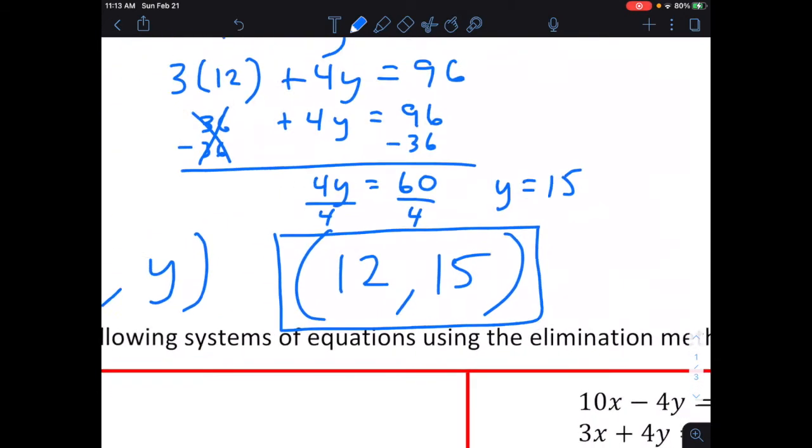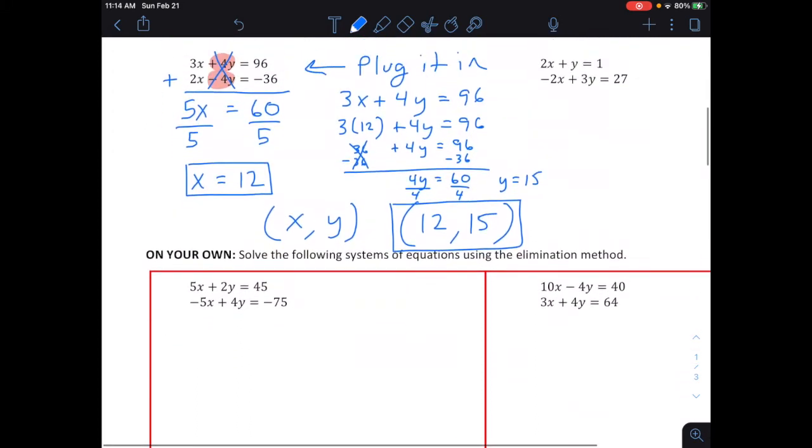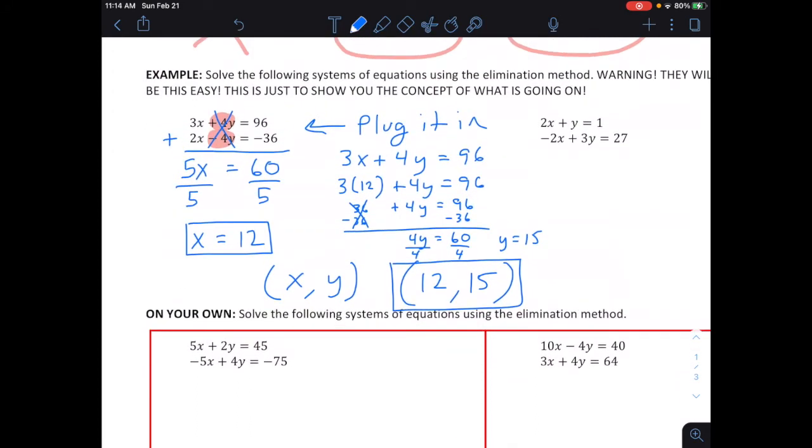Okay, and I don't have a whole lot of space here, but I could check my answer by going up to the second equation and plugging everything in. Do I have enough space anywhere to do that? No, I don't. So we could plug the 12 and the 15 into the 2x minus 4y, and if we get negative 36, that means we have the right answer. You know, I can kind of do this in my head a little bit. 2 times 12 is 24. 4 times 15 is 60. 24 minus 60, that's negative 36. So I know that's right. All right.